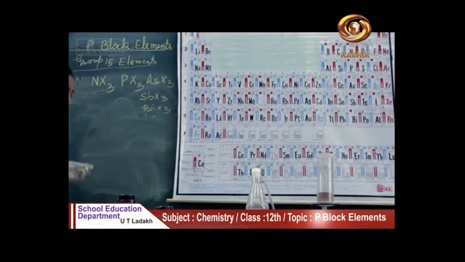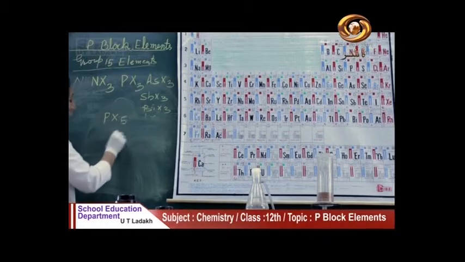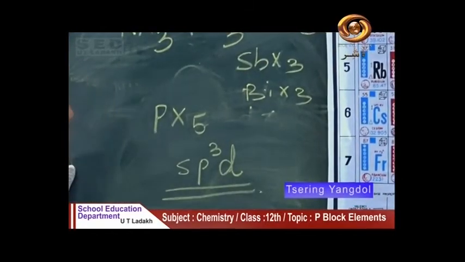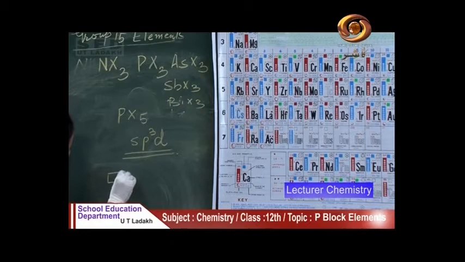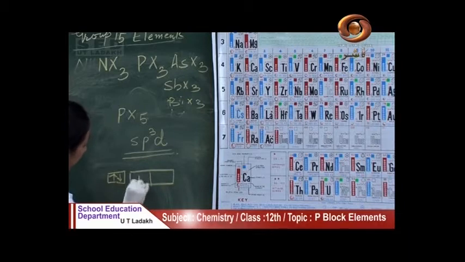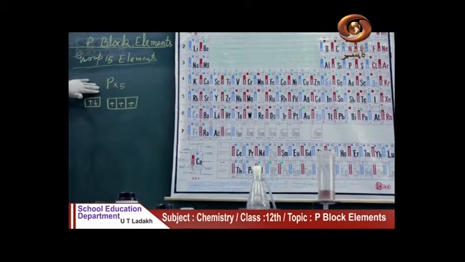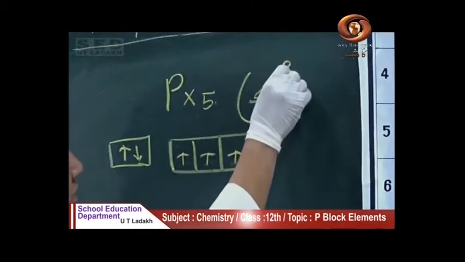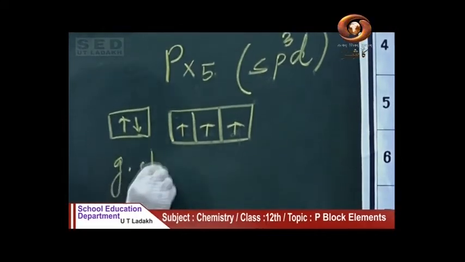Phosphorus pentahalide shows sp3d type of hybridization, and the electrons are arranged like this. For the hybridization of this PX5, it shows sp3d. This is in the case of the ground state.